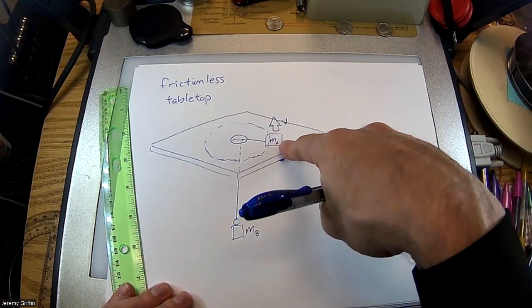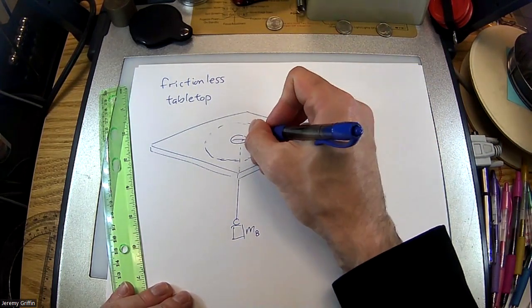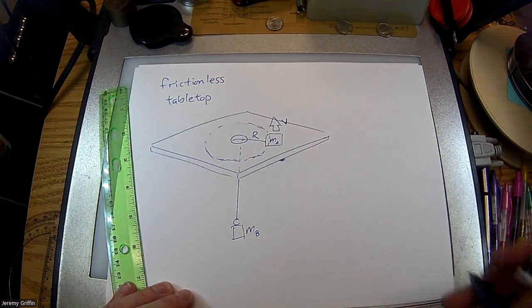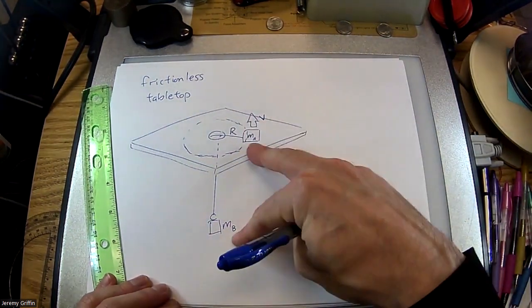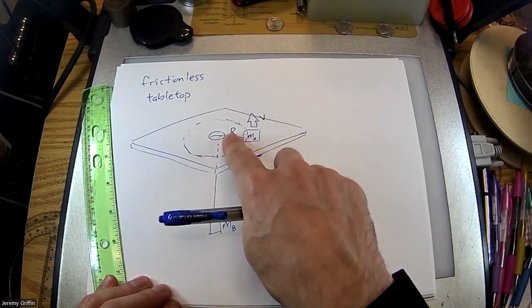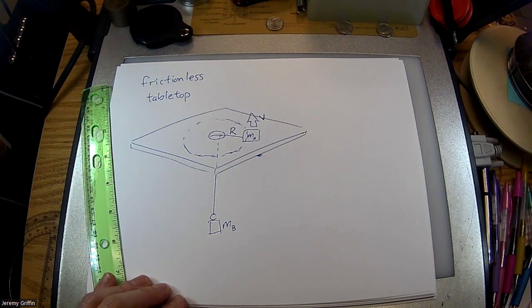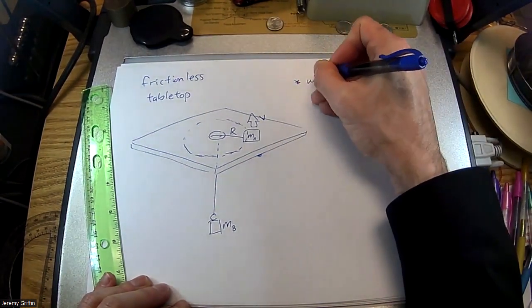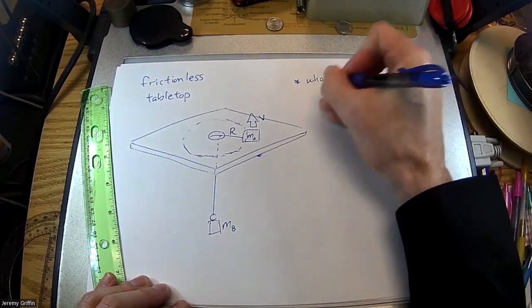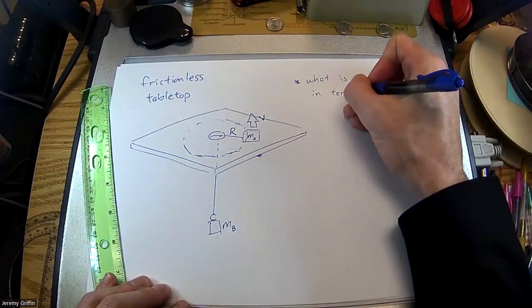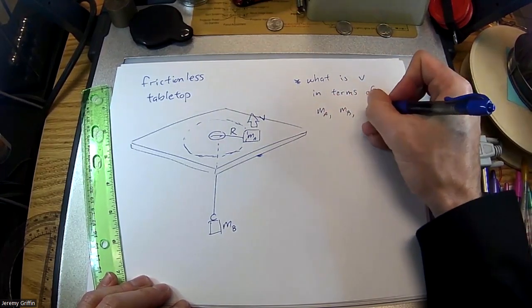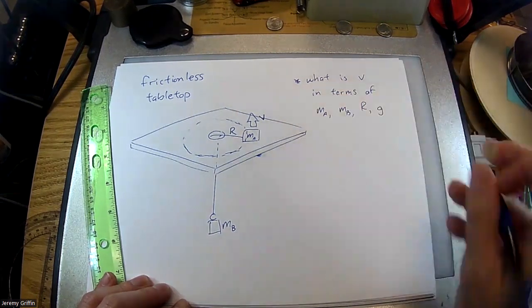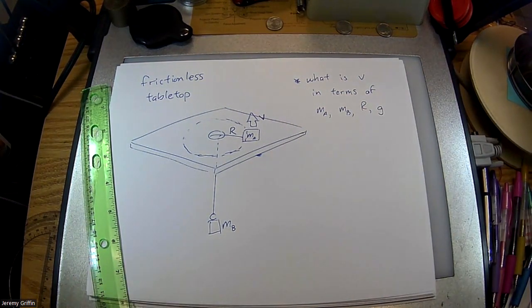And if I give it a kick at some speed, it's going to set up with some radial size r. So, question, in terms of each of these masses and the radial size, how fast do you have to kick it? So, what is v in terms of mass A, mass B, the radial size? Here, I'll throw a gravity field in the mix. That probably matters too. I guess if it was a stronger gravity field, you'd probably have to kick it faster.